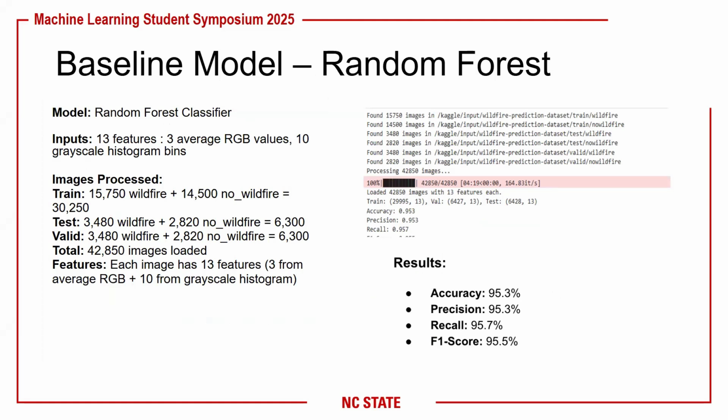These are the results for our base model, which is a random forest classifier. We extracted 13 features for each image: 3 average RGB values and 10 grayscale histogram bins. We trained the model over 30,000 images and it performed decently, achieving an accuracy of around 95.3%, precision of 95.3%, recall of 94.7%, and F1 score of 95.7%.